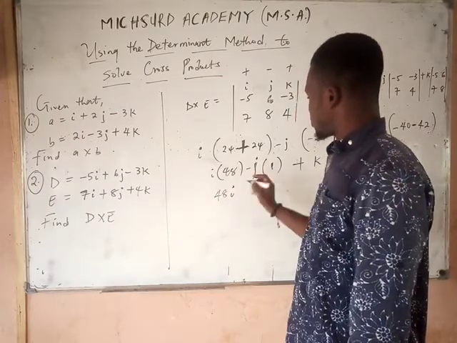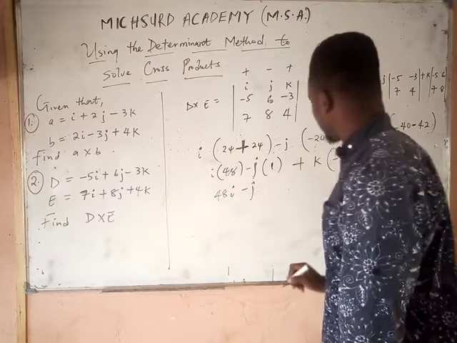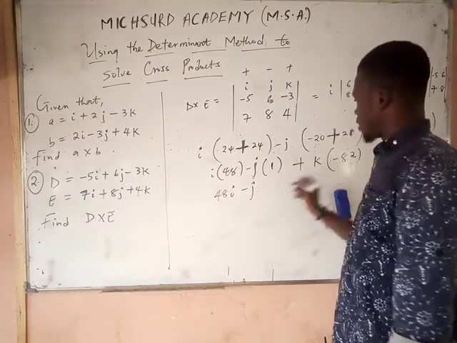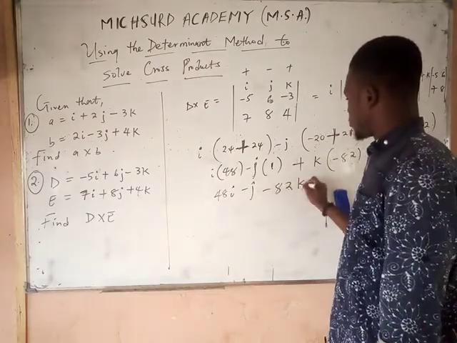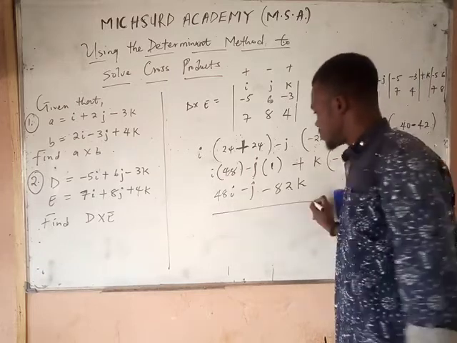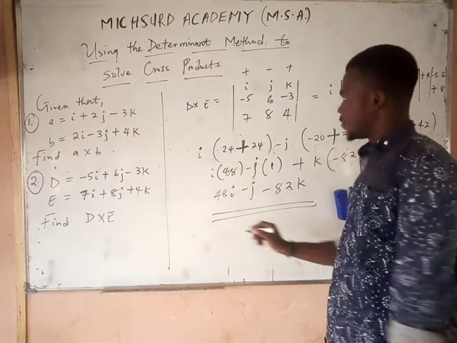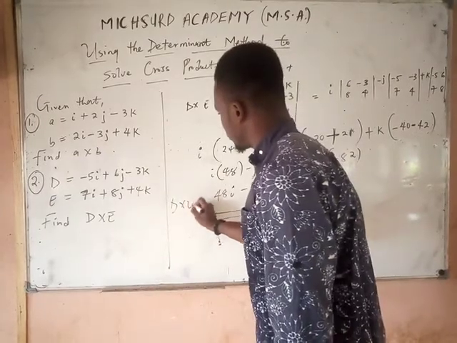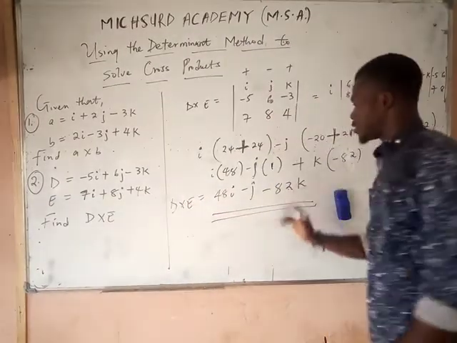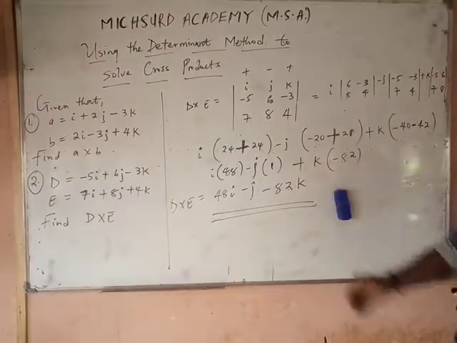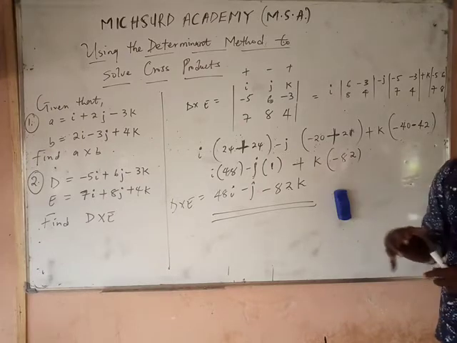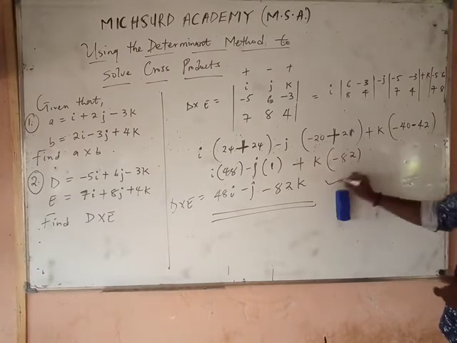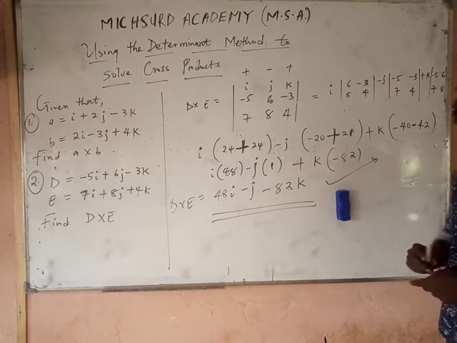So 48 times i will give us 48i, alright? And 1 times minus j will give us minus j. Then 82 times k will give us minus 82k. So this becomes our answer for the D cross E. So the answer is correct using the cross product. If you use our previous method, you also see that we solve a question like this, which is also correct.